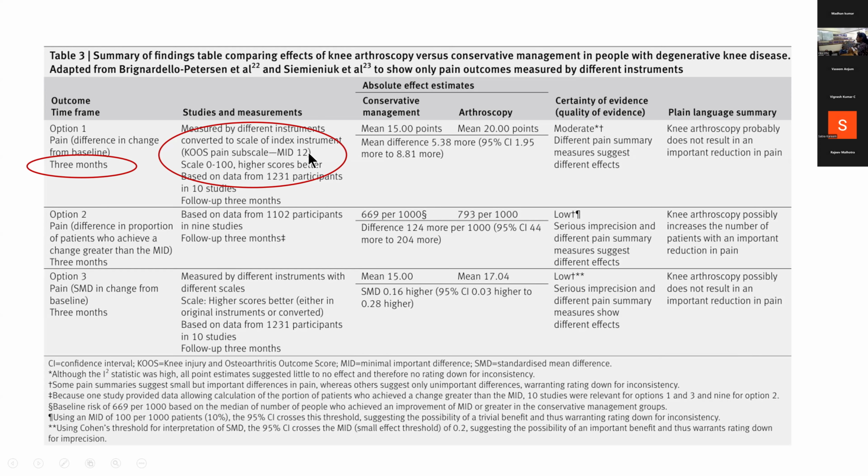Here you can see that the MID is 12. That is, the minimal important difference is 12. The final difference is how much? 5.38, which is, there is an effect, but it is not important. So they have mentioned it as knee arthroscopy probably does not result in an important reduction in pain.